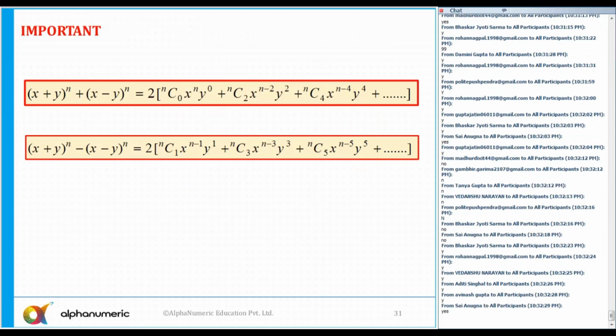Okay. So there are two things which you need to remember here. (x plus y) raised to power n plus (x minus y) raised to power n is always equal to twice of nC0 x raised to power n y raised to power 0 plus nC2 and then nC4 and so on. And if I'm taking a difference, then I'll get the terms nC1, nC3, nC5 and so on. So please write down these two formulas in your notebook right now before I move to the next question.